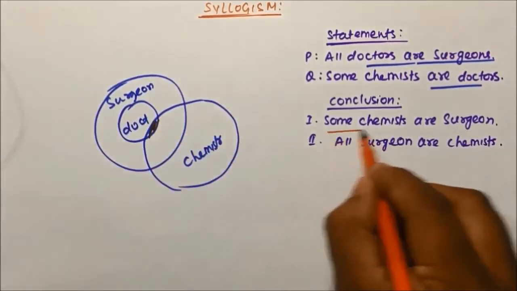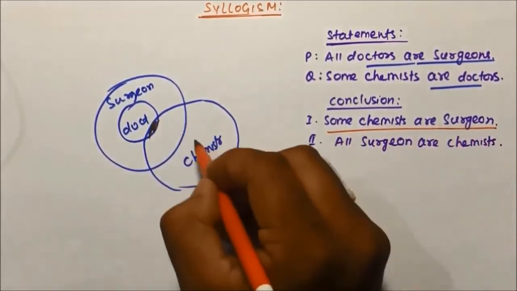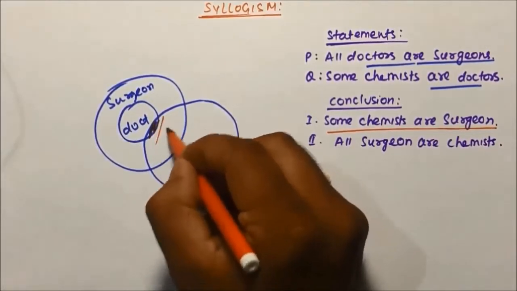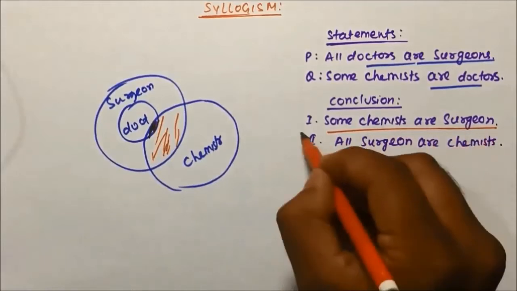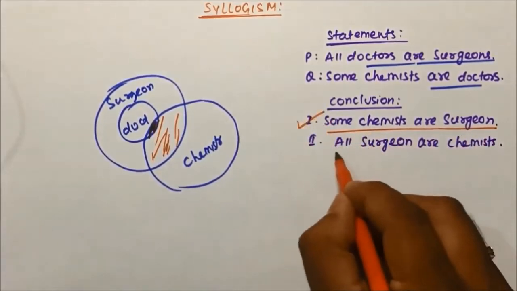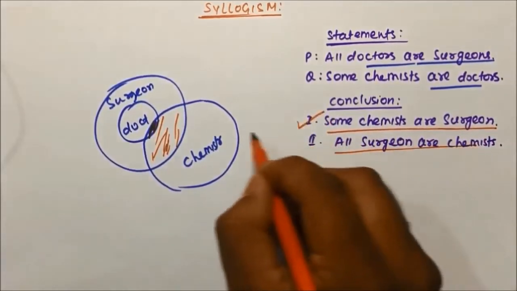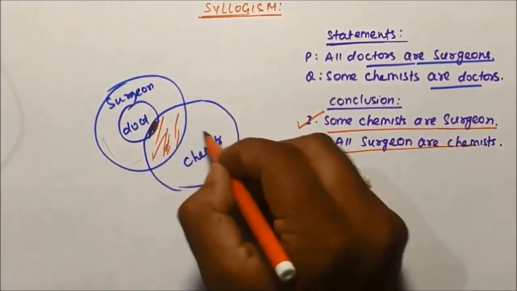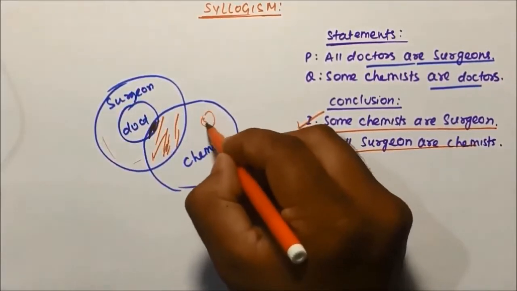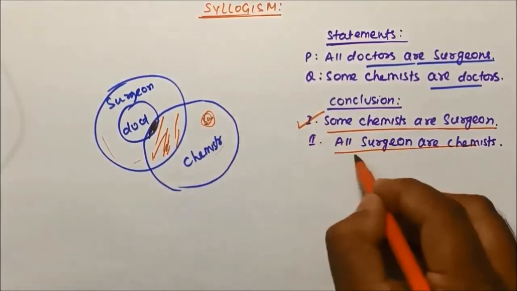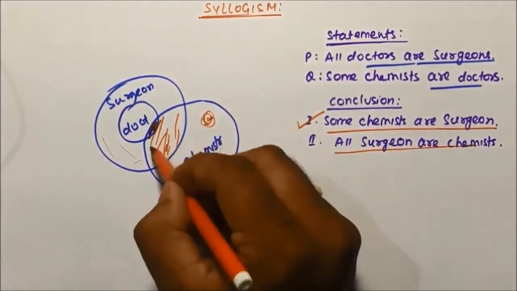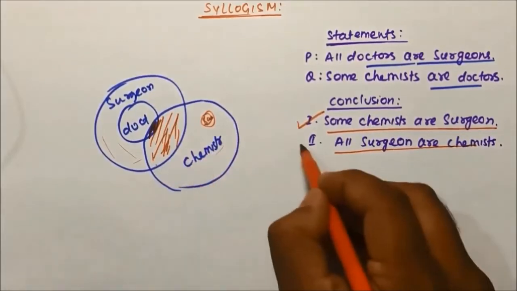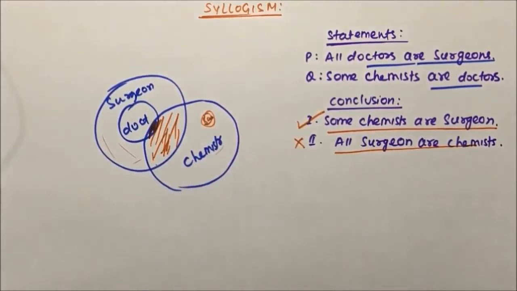Now let's read the conclusions. Some chemists are surgeons. So you see, when some chemists are doctors, then automatically some part of chemist will be surgeon. So the first conclusion will be true. Now, all surgeons are chemists. We can see all surgeons are not inside the chemist. If the surgeon were inside the chemist, then this conclusion would be true. But all surgeons are not inside the chemist. Only some part of surgeon is chemist. So the second conclusion will automatically become false.